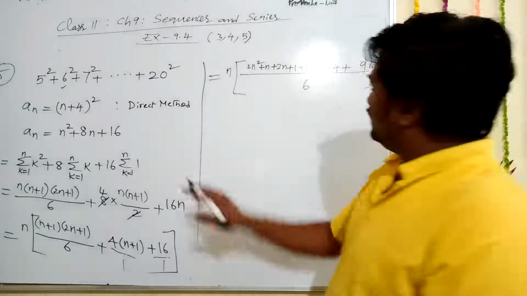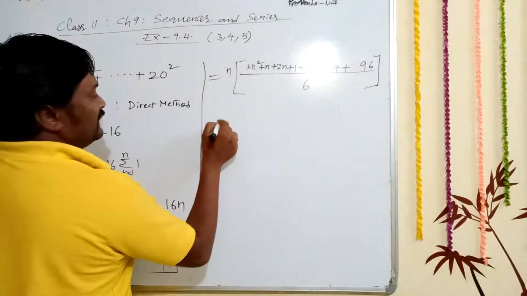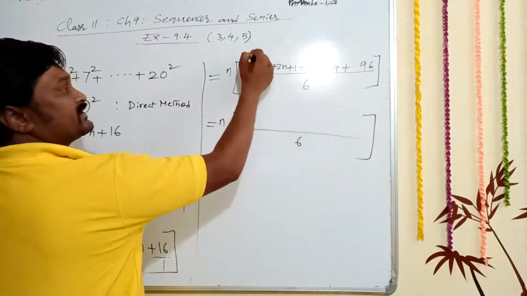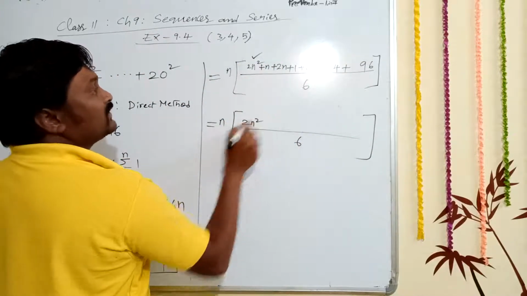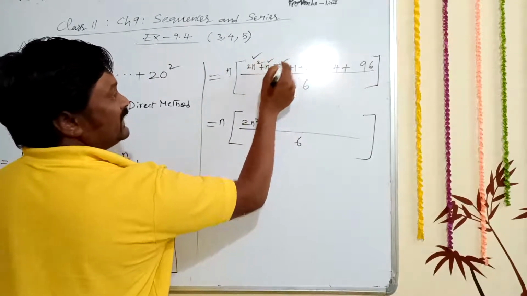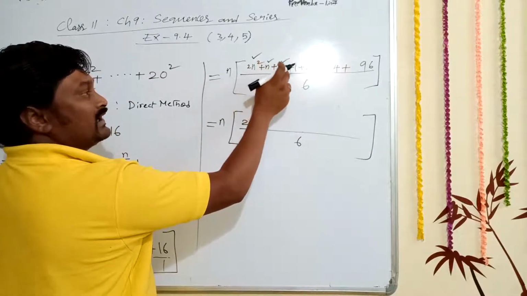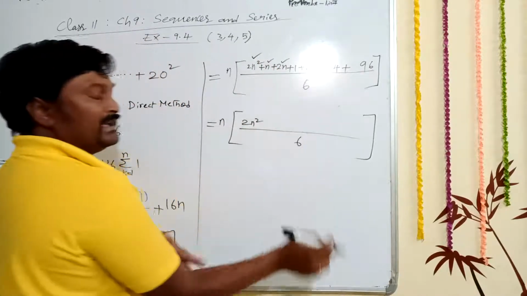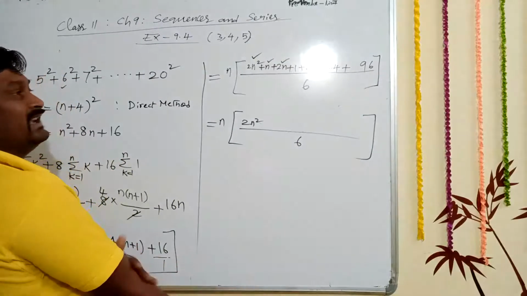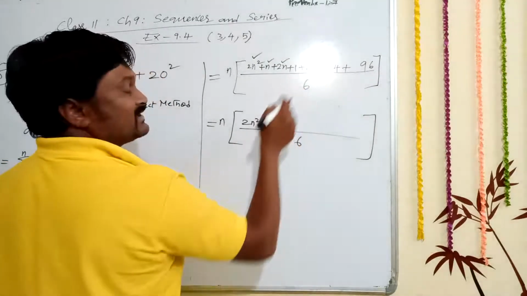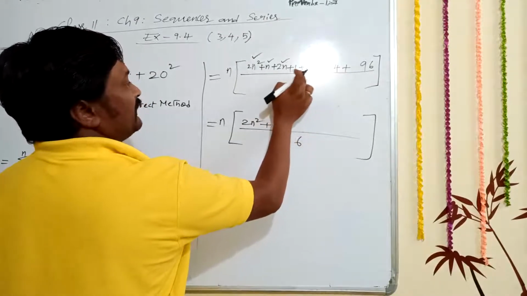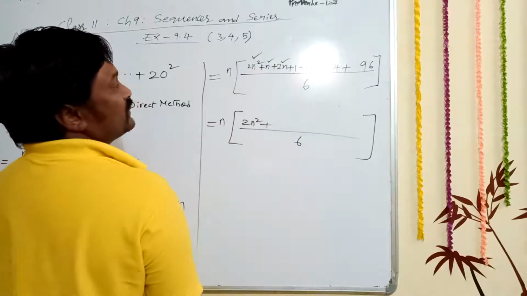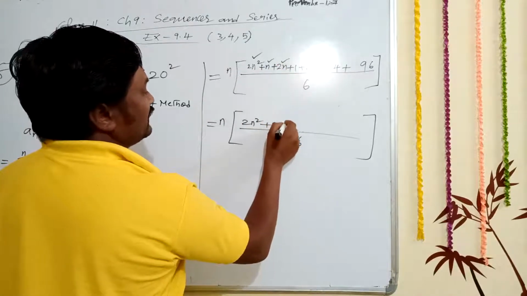Now 6 we can keep like this, and simplify later. Let's simplify this part now. First the n² terms: only one is there, so that is 2n². And then the n terms: think of n as a chocolate. 1 chocolate, 2 chocolates, and 24 plus 3, 27n. So if you are finding it difficult, think of n as a chocolate and then solve. 24 plus 2 is 26, and then 27. So totally you are going to get 27n.